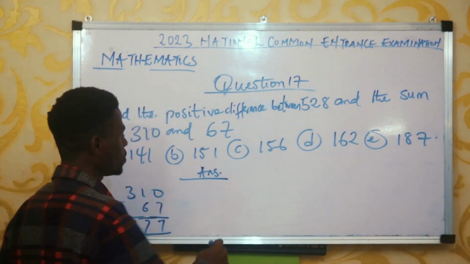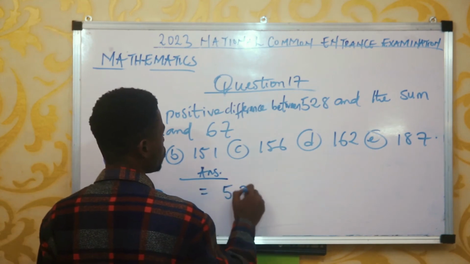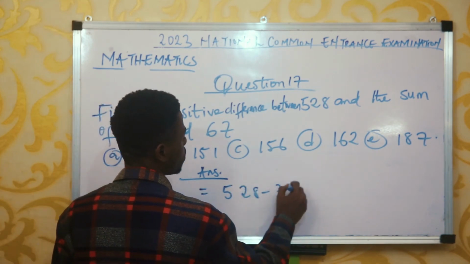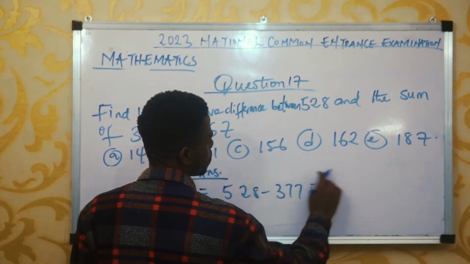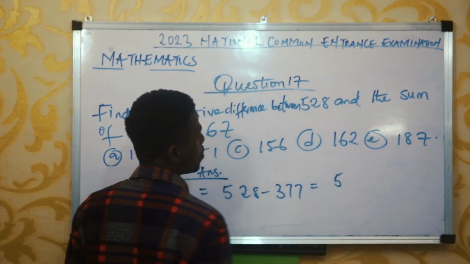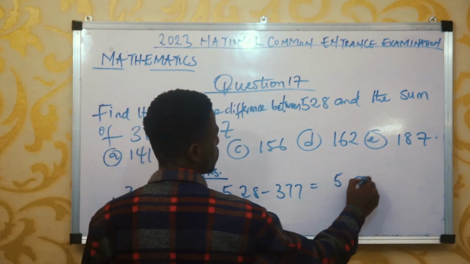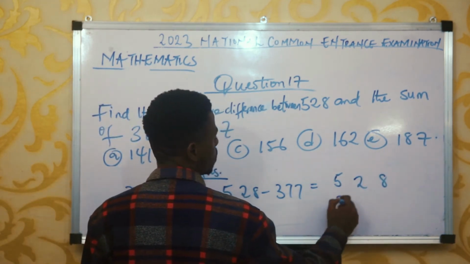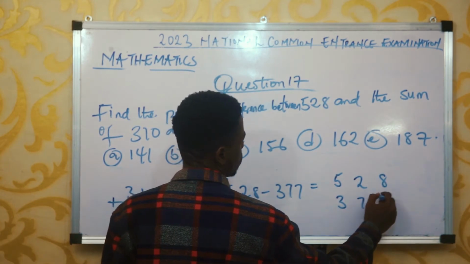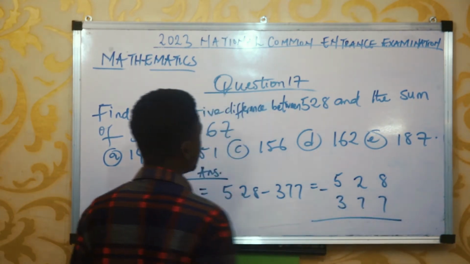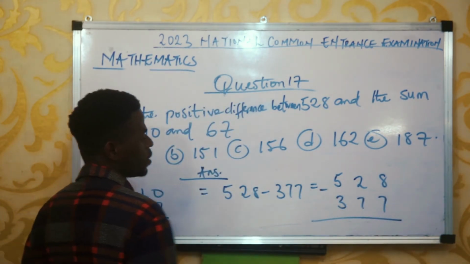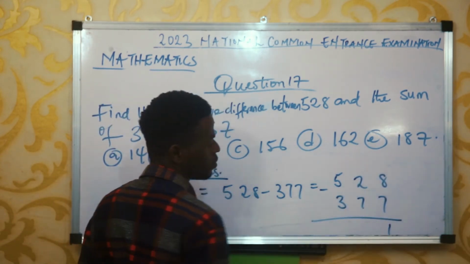Now, find the positive difference between 528 and 377. So let's subtract it, 528 minus 377. The positive difference, the difference means subtraction, which is 528 minus 377. For this place, 8 minus 7 gives us 1.